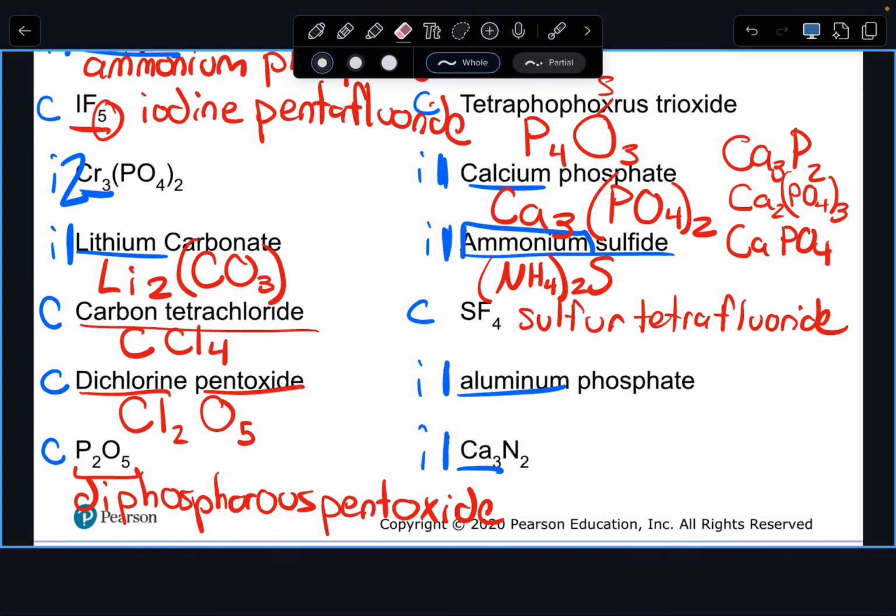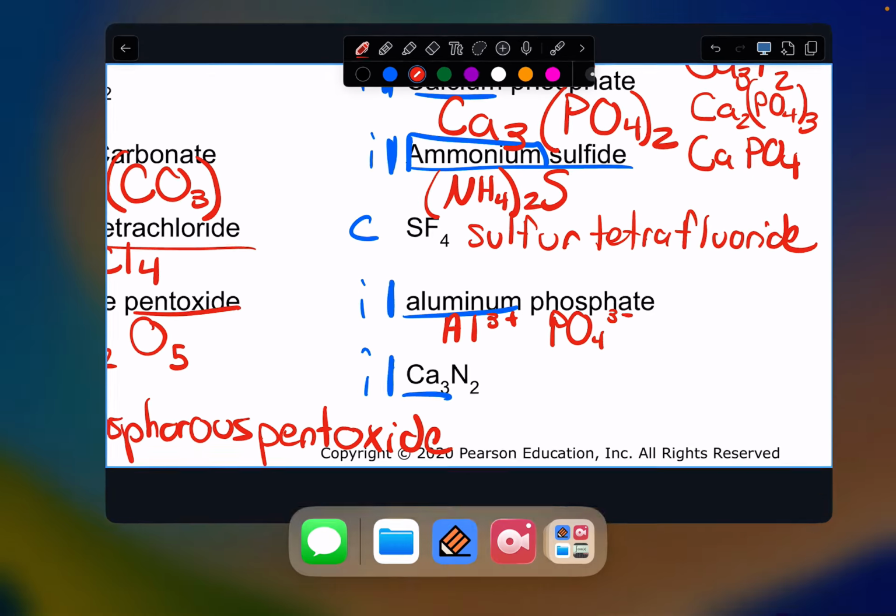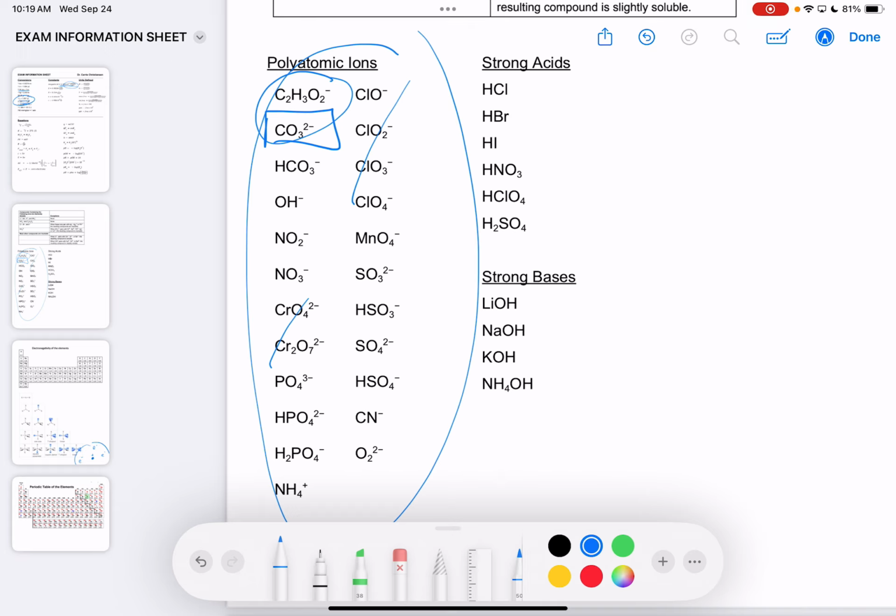Okay, last 2. Aluminum phosphate. So aluminum is a 3+ because it's in the 3rd column. Phosphate. The trick with the ates and the ites: the ate is always more oxygens and the ite always less. So if you had to remember exactly the correct number, that would be hard. If you look at the thing, you always know the one with more oxygens is the ate. So this is ate and this is ite.